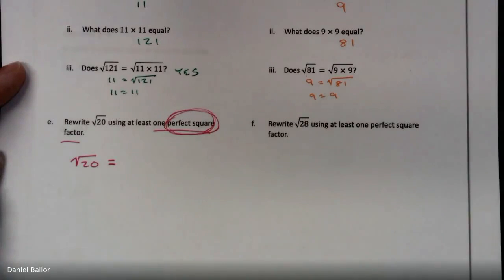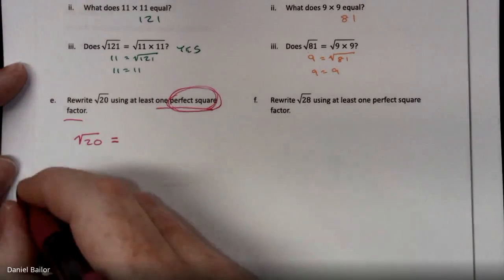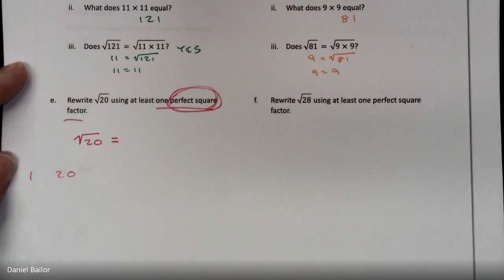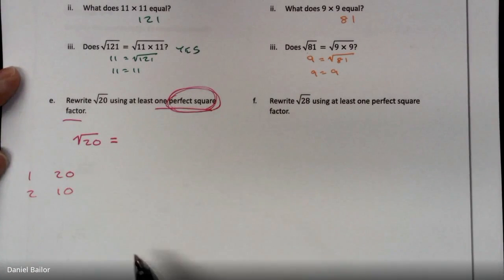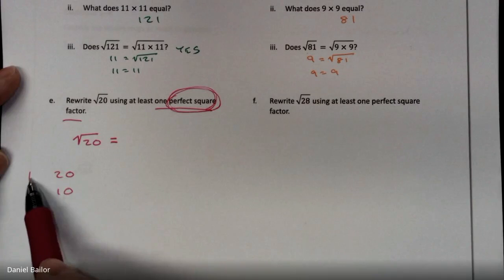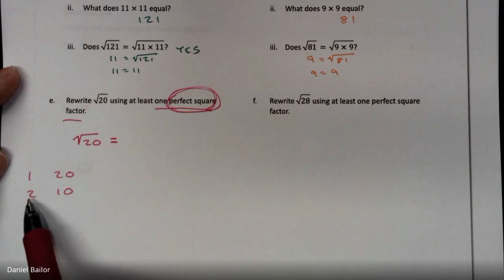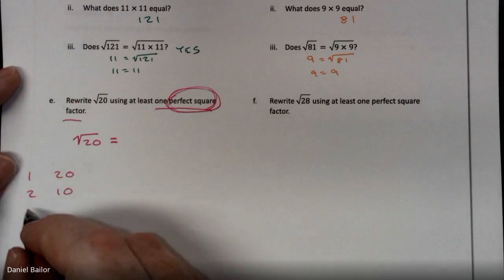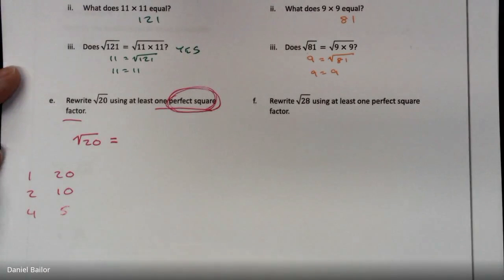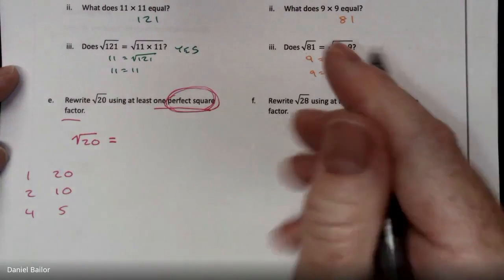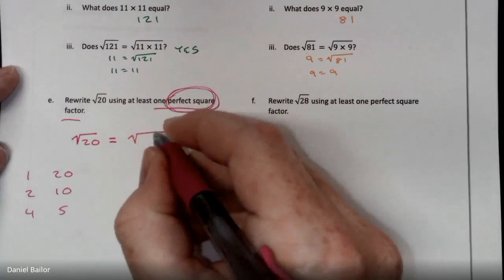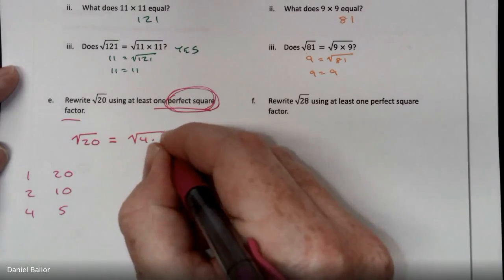Well, let's list the factors of 20. I know 1 and 20 make 20. No perfect squares. I know 2 and 10 make 20. Those are not perfect. Well, 1 is a perfect square, but it doesn't get simplified. 2 and 10, not perfect squares. 4 and 5. What about 4 and 5? 4 is a perfect square because 2 times 2 makes 4. So instead of doing the square root of 20, I can do the square root of 4 times 5.